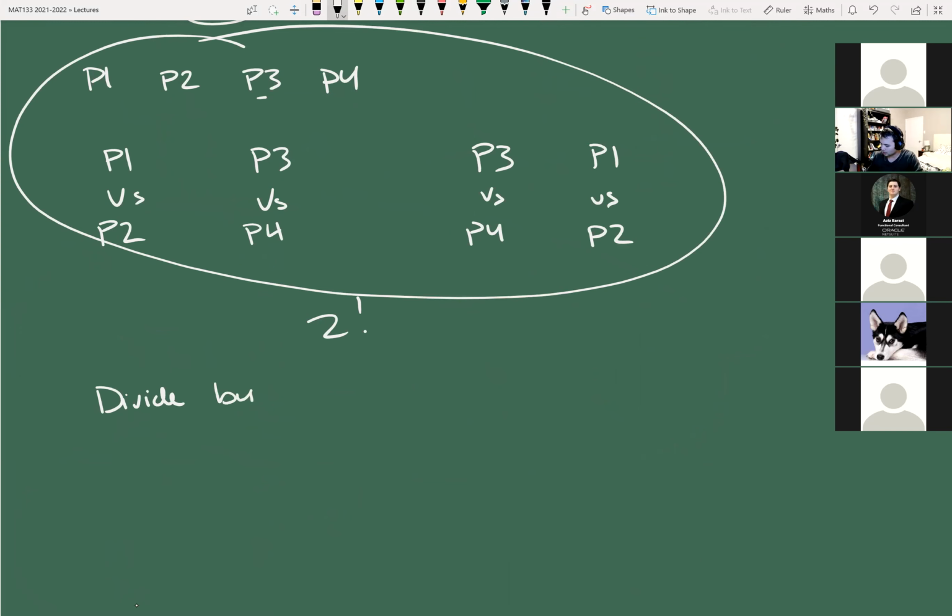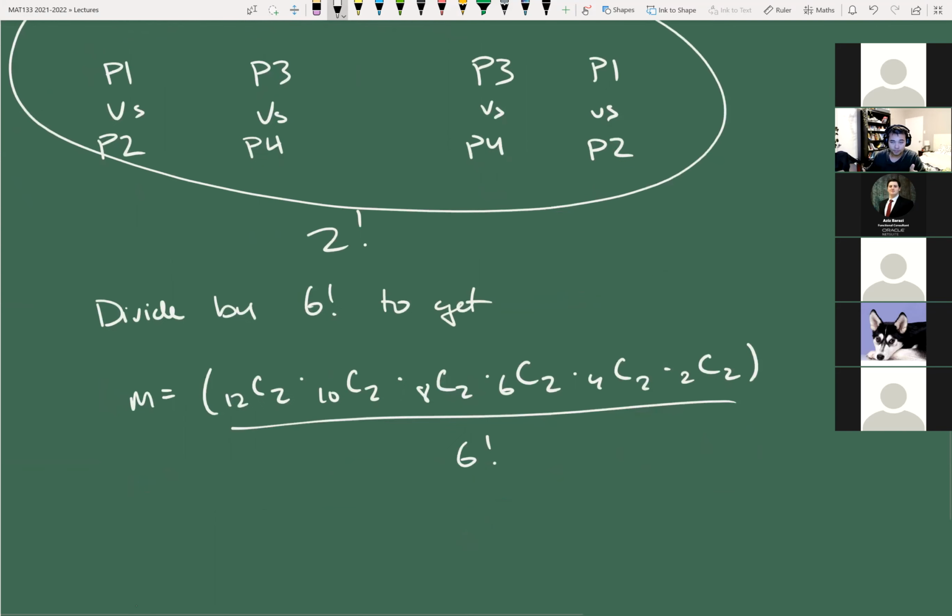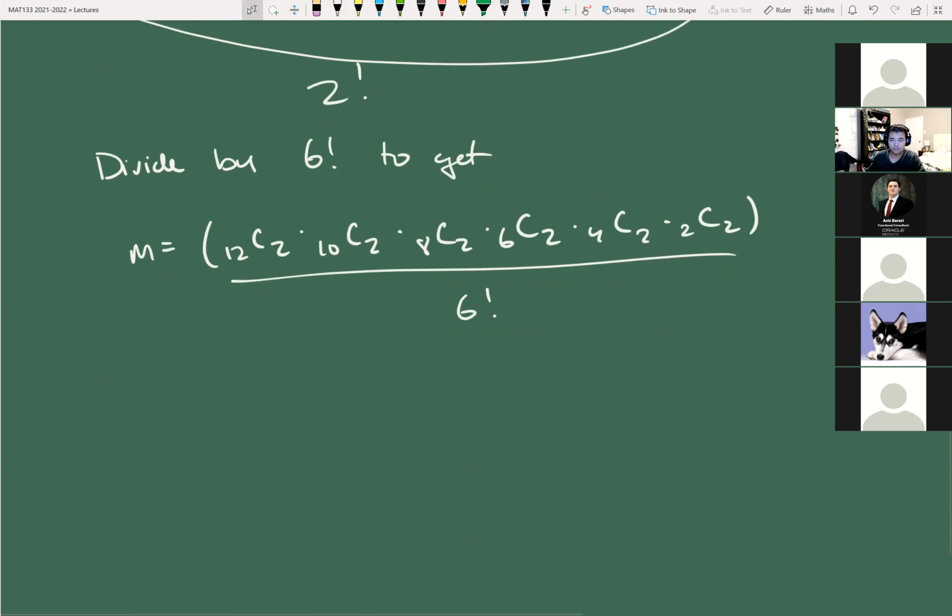So divide by 6 factorial, that gives us our total answer: 12 choose 2, 10 choose 2, 8 choose 2, 6 choose 2, 4 choose 2, 2 choose 2, which is just 1, divided by 6 factorial, okay? So that's the total number of matchups, and this is going to answer your question about the 5 factorial.